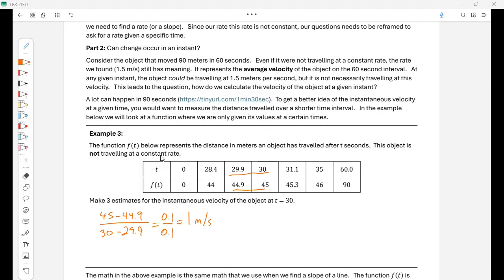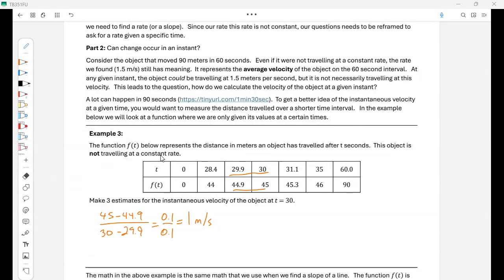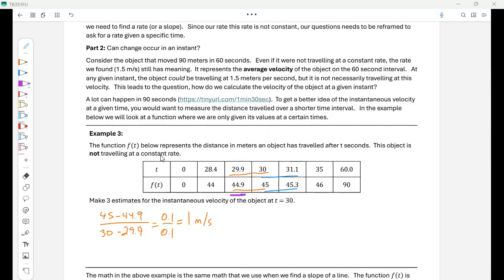Figure out the other two. I had to re-image this tablet, so my colors aren't the way I want them. All right. Do one with 30 and 31.1, and then do one, this is going to be fat, with go around 30, so skip over 30. They'll all be average velocities in time periods that are close to 30 seconds. And they'll come out nice and neat, I think.